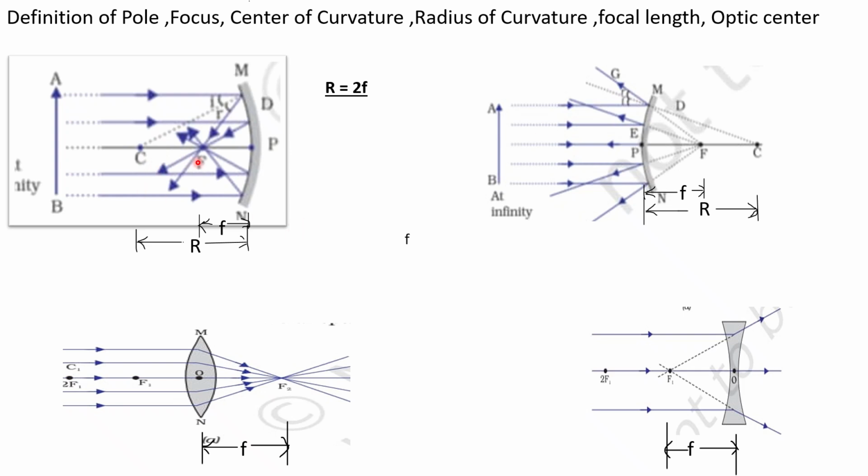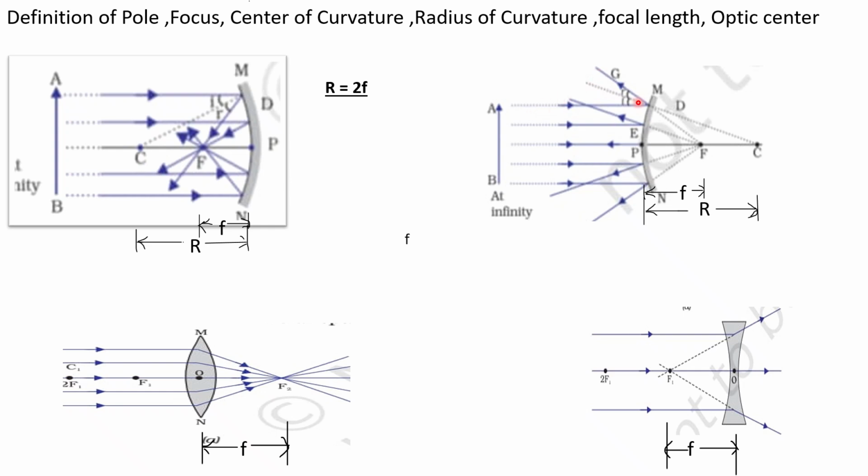Okay, the focus of a concave mirror is the point of convergence formed by the reflecting rays that are incident parallel to the concave mirror. See, when the parallel incident rays fall on a concave mirror, they will converge to this point, and that is the focus.